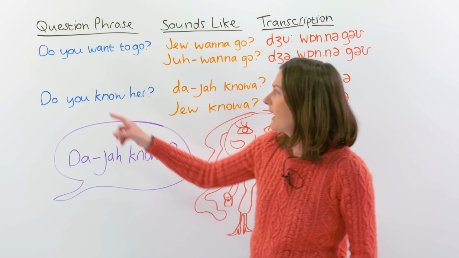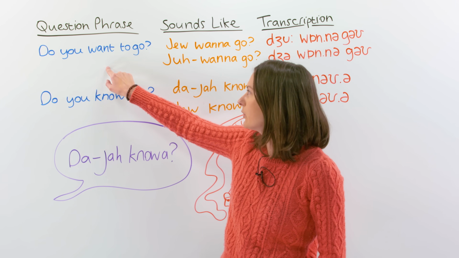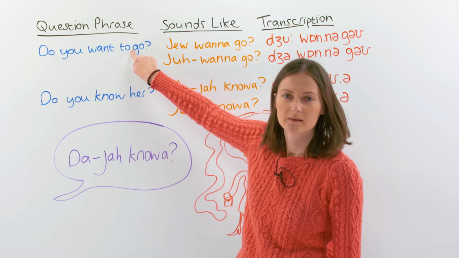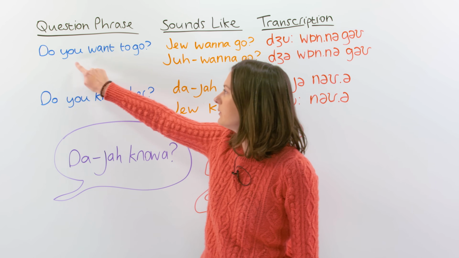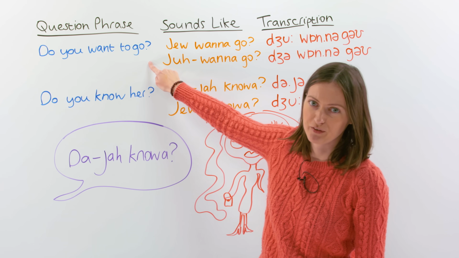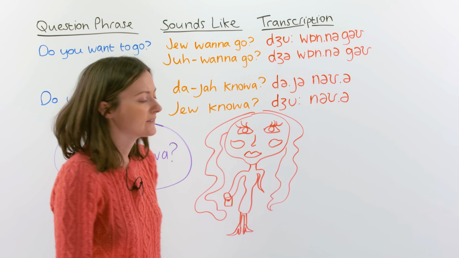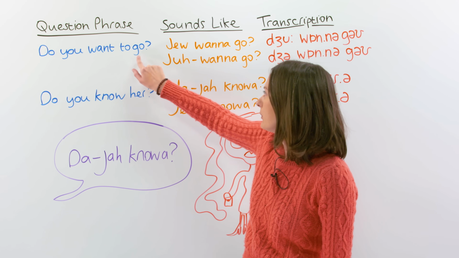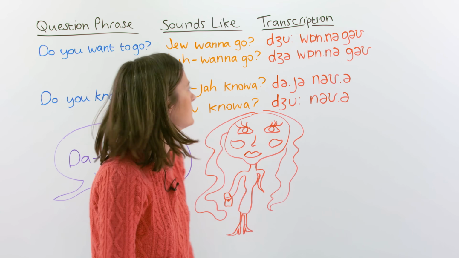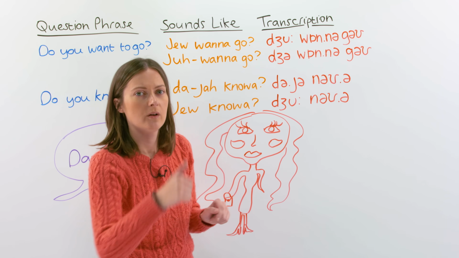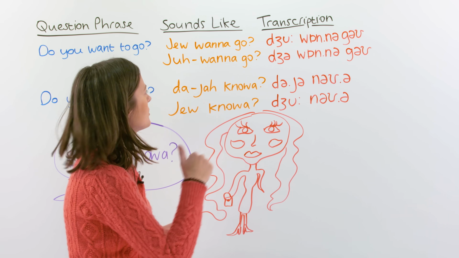Let's look now at do you want to go? I should have put a bit more space there. Separate words. Do you want to go? So slow, taking me forever to say it. Let's count the syllables. Do you want to go? 5.